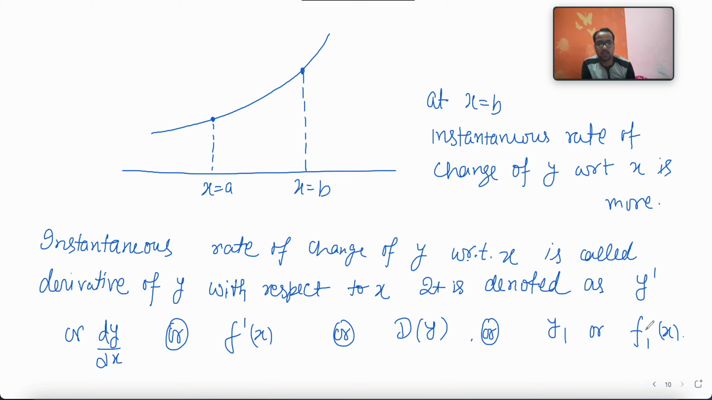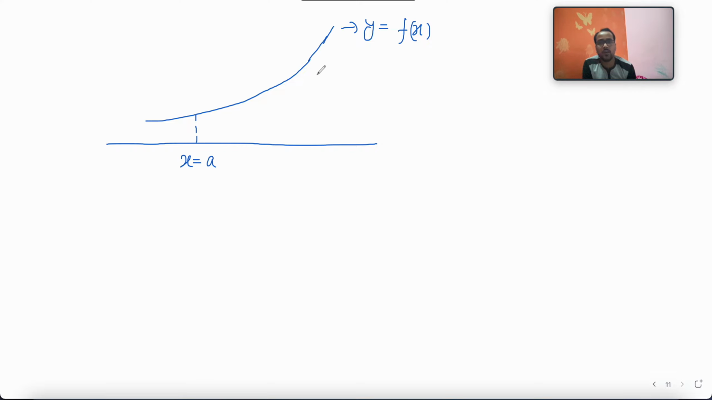Now the question arises how we can calculate this instantaneous rate of change of y. So let's come to that. Suppose we have this graph of y equal to f(x). Fine. Now let us take this is your x equal to, let's say, a. Okay. And if I take this point x equal to a plus h, then at this point the value of y will be f of a plus h, and at this point the value of y will be f of a.